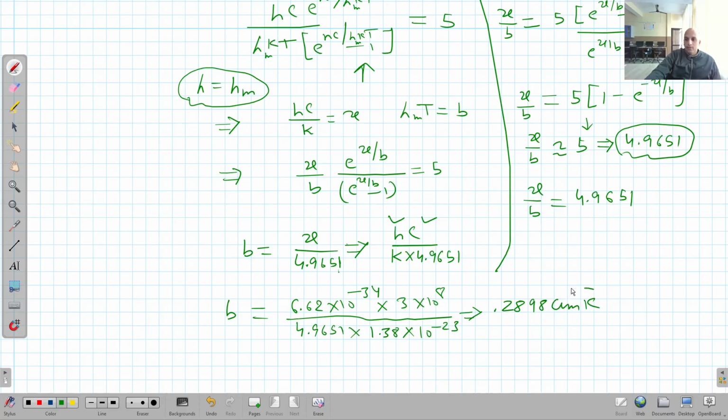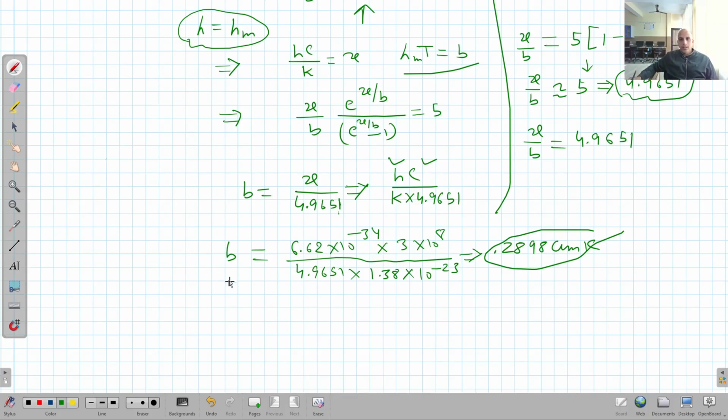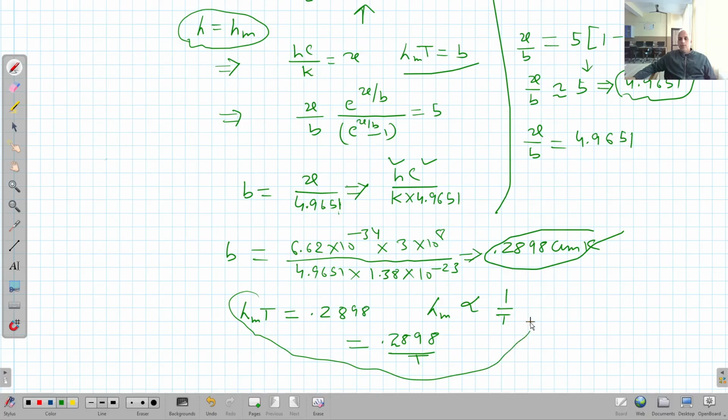Now I'm putting this value B here. So I got lambda m T equal to 0.2898 centimeter Kelvin. It means lambda m is inversely proportional to T, or I can say it is equal to 0.2898 upon T. So what is this? This is Wien's displacement law that we stated in the beginning of this derivation.